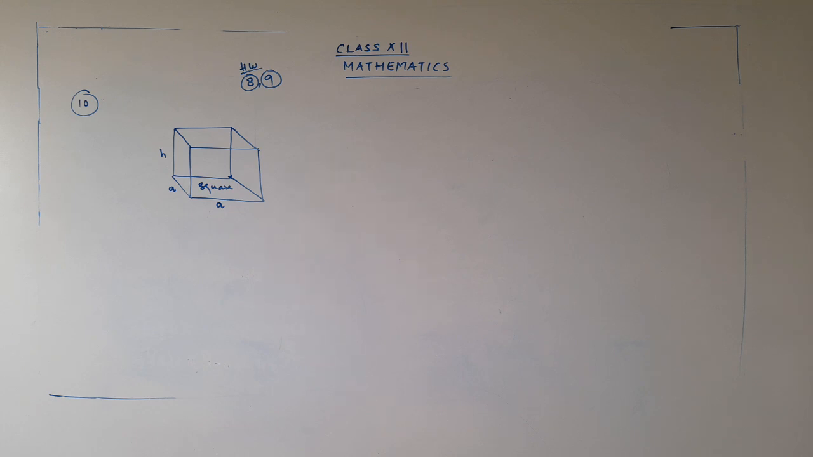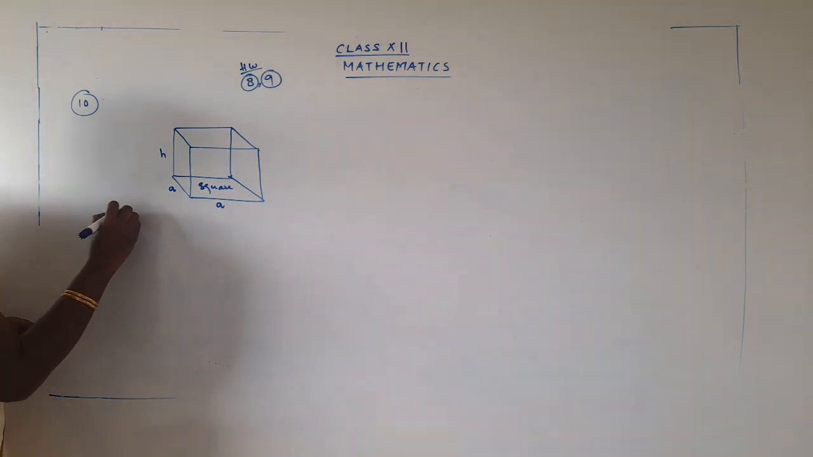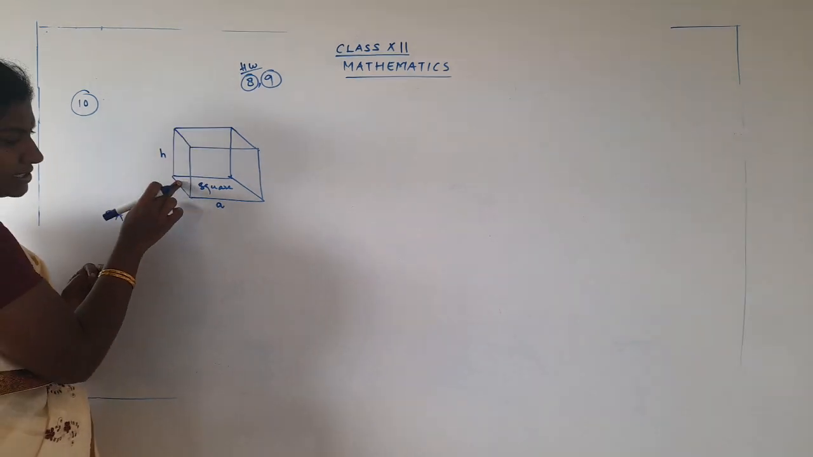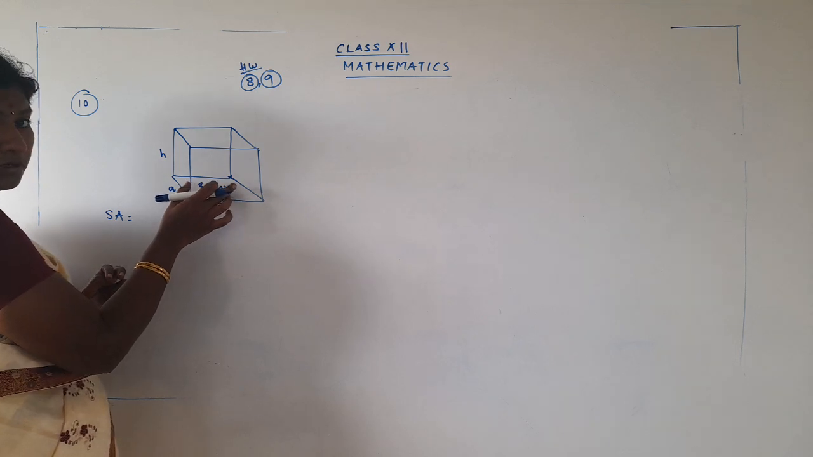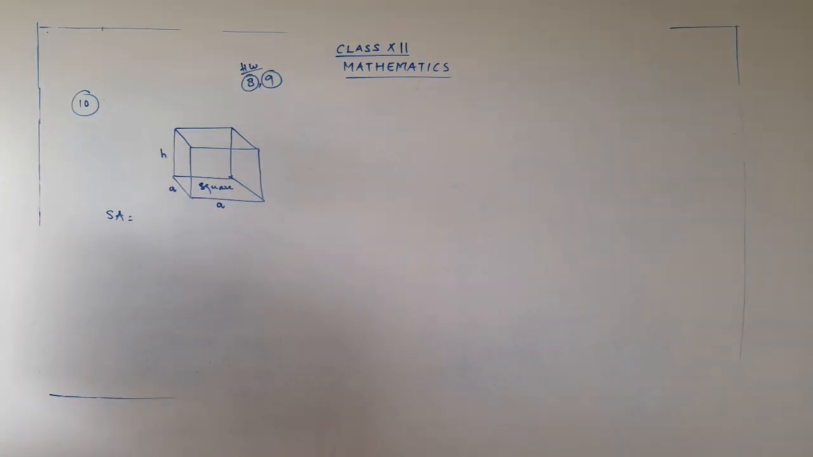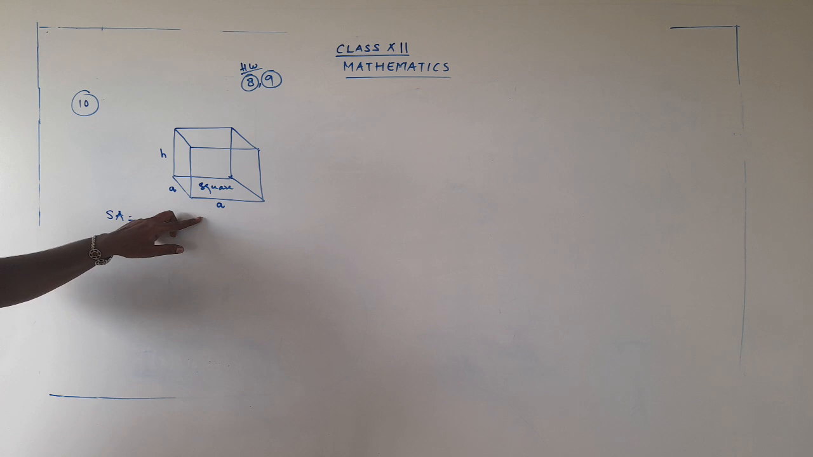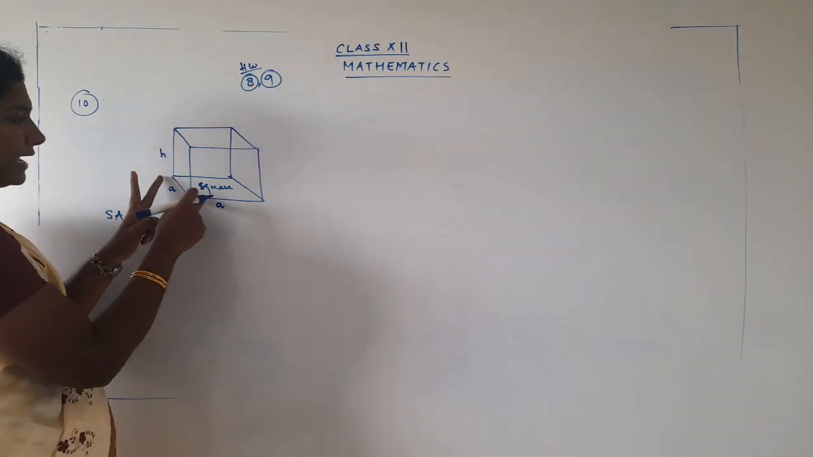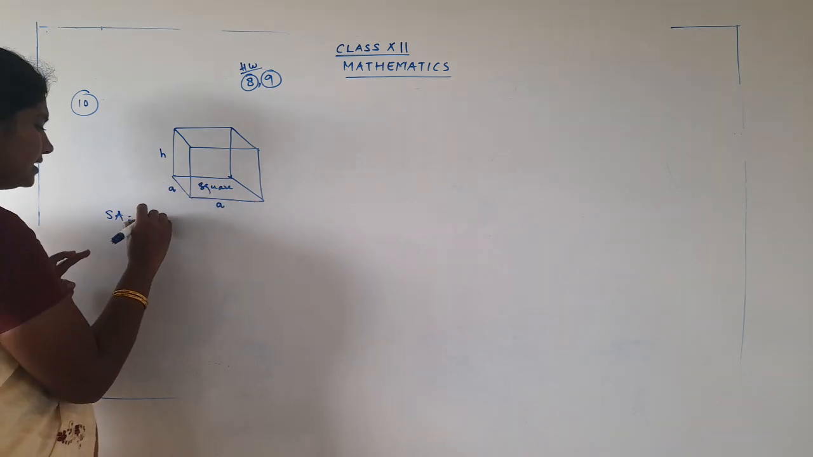Okay, so I am just going to write the surface area for this first. Surface area means we are just going to cover all the sides over here. So what is the area for the bottom part? It is A into A, which is A square, yes, because the length and the breadth are the same. So the area will be A square.